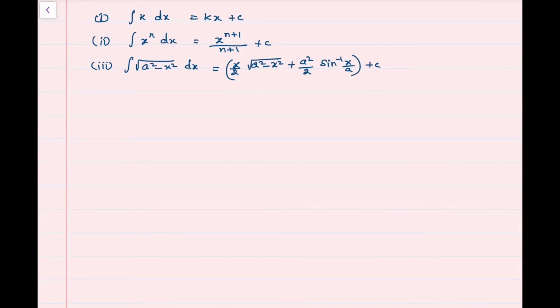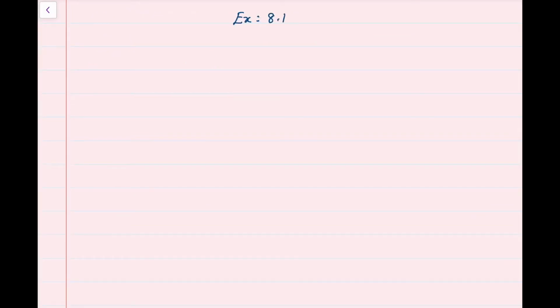If we have a line in the question, we will be using these two, and if it is a parabola question, we need this formula, and if the question has circle or ellipse, we will be using this formula. So be thorough with all these 3 formulae. Now let us do exercise 8.1.